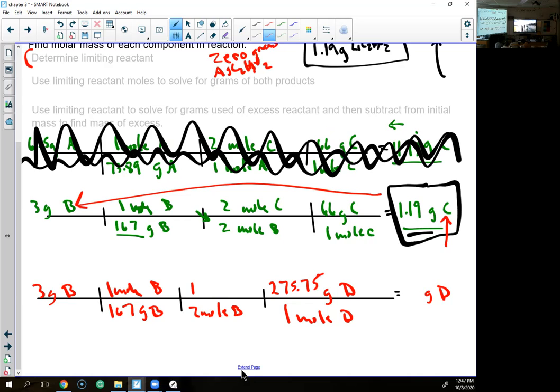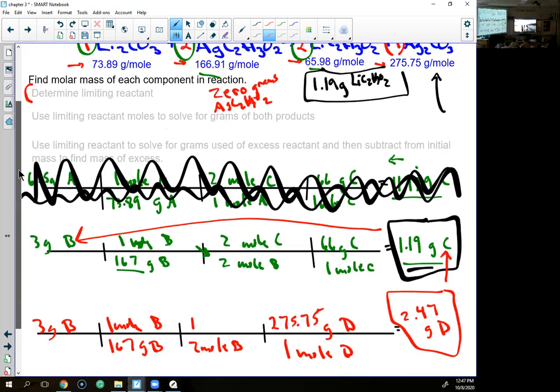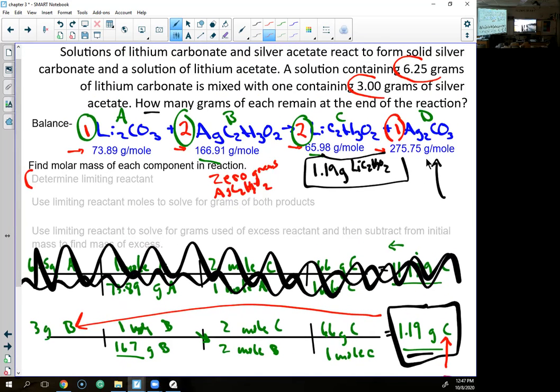And then I'm ready to roll. I multiply all the top, then divide by the bottom. What's that? 2.47. Do I get a second? Okay. Now, we are 3/4 of the way done. This was what? 2.47? That's how much of D we have left.